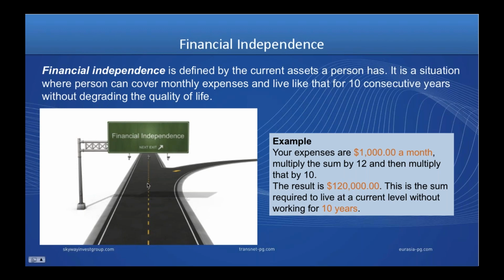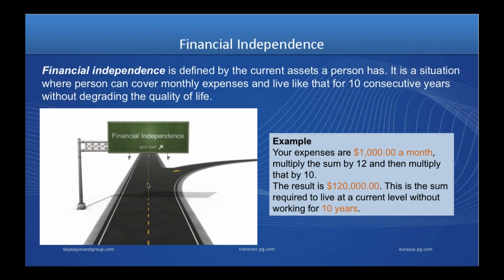So the financial dependence. Financial dependence is defined by the current assets a person has. It is a situation where a person can cover monthly expenses and live like that for 10 consecutive years without degrading the quality of life. So in other words, you have enough income to cover your current lifestyle, and you don't need to worry about where else you need to earn money, or add other income streams, because you have enough money to cover the lifestyle you currently have.